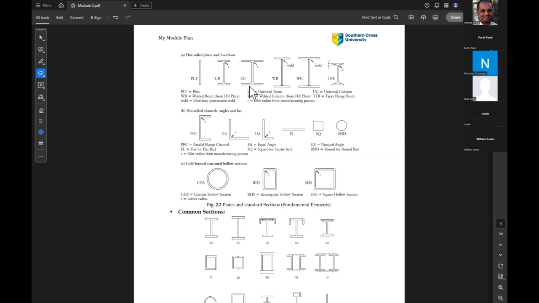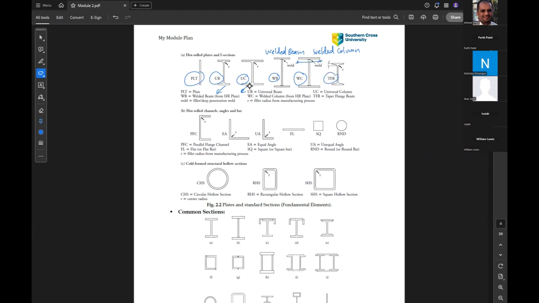So this is the first one. Here is a plate element. Here is UB and here is UC. As you can see, the difference between UB and UC is the width of flange compared to the web. And also we have WB, which is welded beam. So three plates are welded together to create a beam or a section similar to UB. Here, welded column. The difference between, again, welded beam and welded column is the width of the flange.